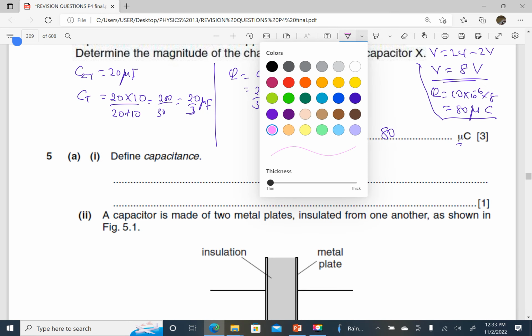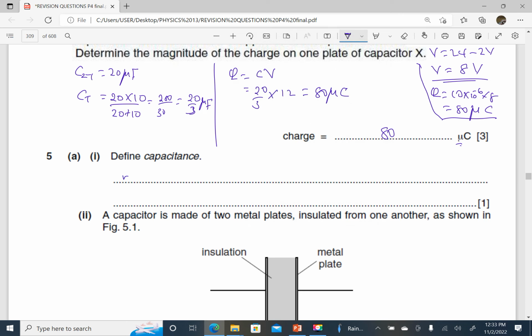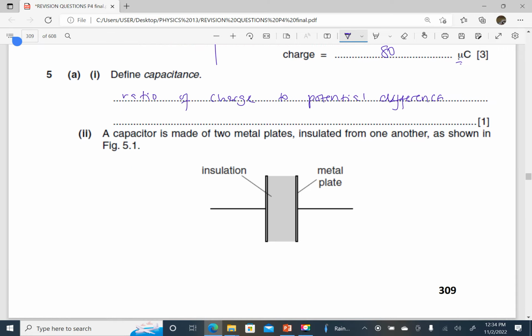Define capacitance. So capacitance is the ratio of charge to potential difference. The ratio of charge to potential difference, that is capacitance. A capacitor is made of two metal plates insulated from one another as shown in the figure. You can look at the figure.